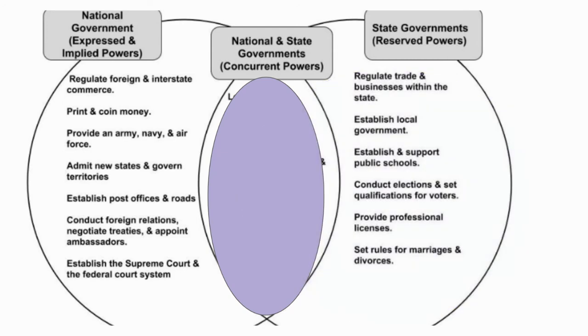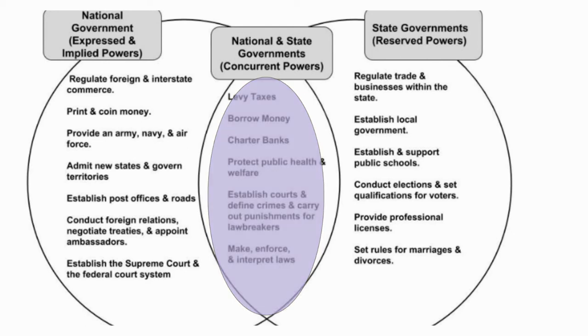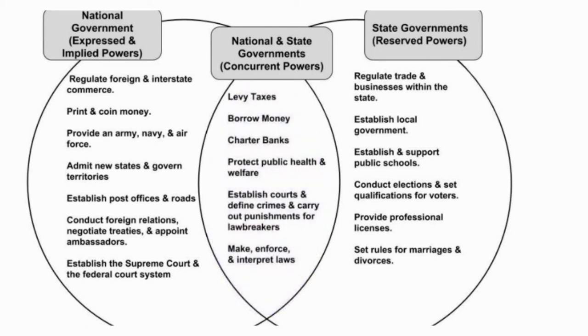Those are all expressed and implied powers. At the state level, we have reserved powers. This is like regulating trade and businesses within a state, establishment of local government, establishment and support of public schools, the conducting of elections and setting qualifications for voters, providing professional licenses, and setting up rules for marriage and divorce. Powers that they share, or the concurrent powers, are to levy taxes, borrow money, charter banks, protect the public health and welfare, establish courts, define crimes and carry out punishments for lawbreakers, and make, enforce, and interpret the laws.